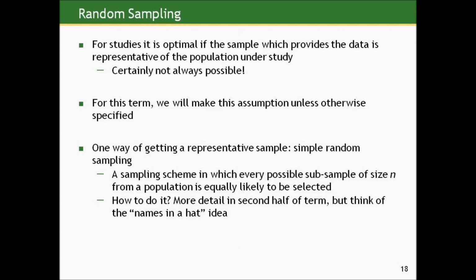Well, we'll get into more detail in the second half of the term, but you could think of a names in a hat idea, where if you could write down the name of every 18-year-old college student in the U.S., put each of those names in a hat, shake the hat up vigorously, and pull out 5, you would get a simple random sample. Since we're only going to be able to work with samples, which are imperfect measures, the best information we're going to get about the population is based on this imperfect subset through our sample estimates.